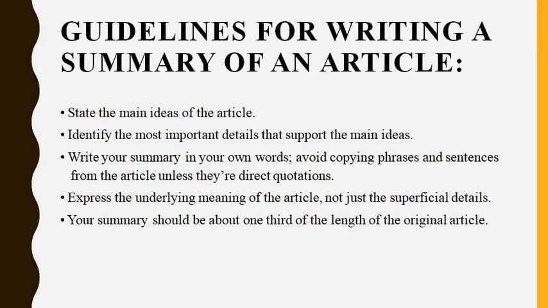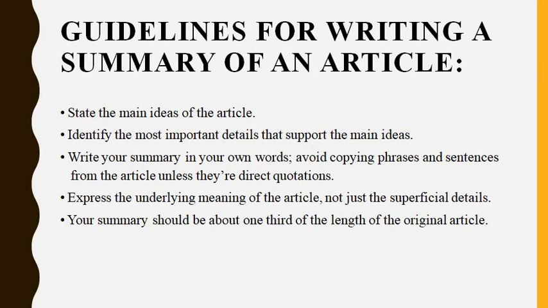If you think you can copy some things, that could be the quotations of any writer, or you can give the reference of that person. Instead of copying that, you can give the reference of that statement or that sentence, so that would be a better option. The third one is to express the underlying meaning of the article, not just the superficial details. Obviously, when you write the summary of that article, you have to write the details, even the tiniest detail of that article.